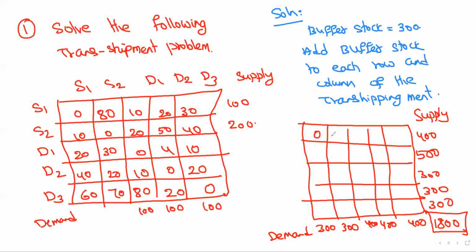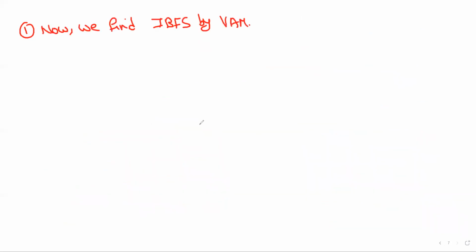Of course, the costs are 0, 80, 10, 20, 30, 10, 0, 20, 50, 40, 20, 30, 0, 4, 10, 40, 20, 10, 0, 20, 60, 70, 80, 20, 0. And we added buffer stock to each row and column. So we got balance.